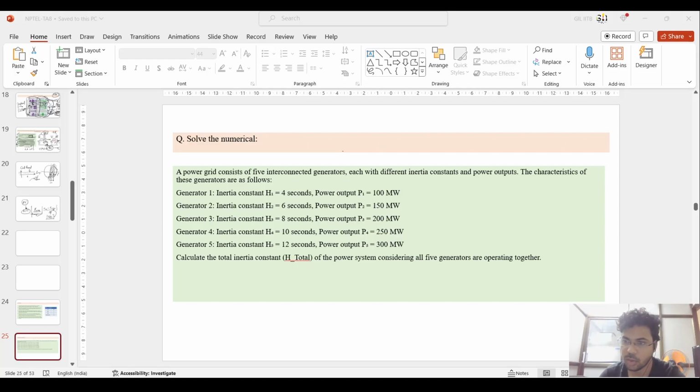How is inertia related to the strength of the grid, the X by R ratio, or how can you say weak grid and strong grid based on X by R? Can you please explain? Just try this question. After that, I will explain this concept, that is the X by R ratio. This is also one of the important concepts, how you should decide the strength based on this X by R ratio. Just try this question.